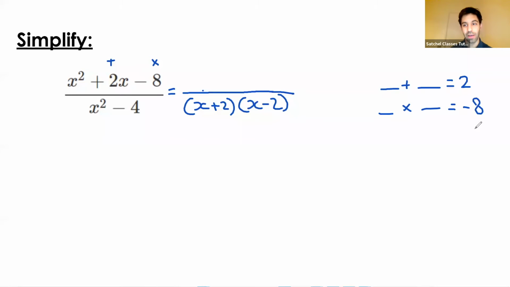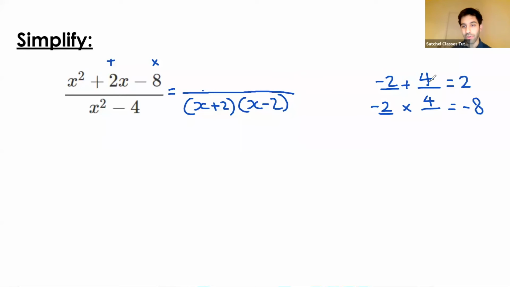Be aware of that sign, we need to include that minus 8. So the numbers are going to be, well, 2 and 4 give me 8, but they won't give me minus 8. So I can work with 2 and 4, and the difference between 2 and 4 is also 2. But one of these numbers has to be negative. Well, if I choose minus 2 times 4 is minus 8, and at the same time, minus 2 plus 4 will give me positive 2.